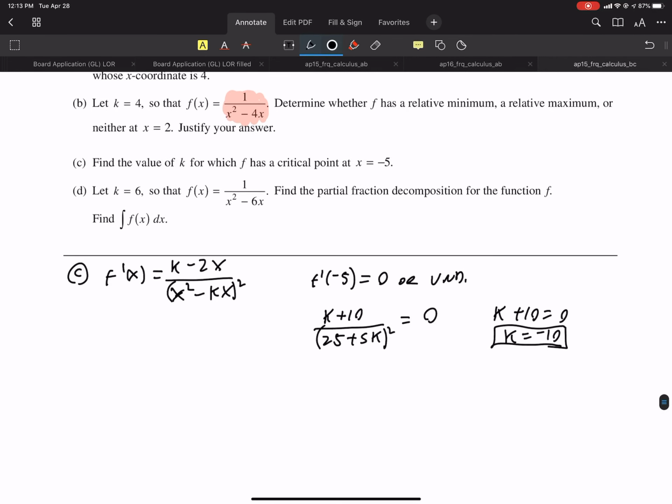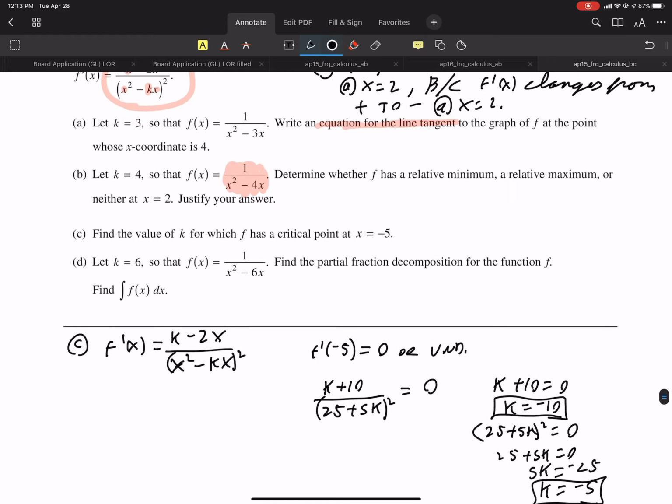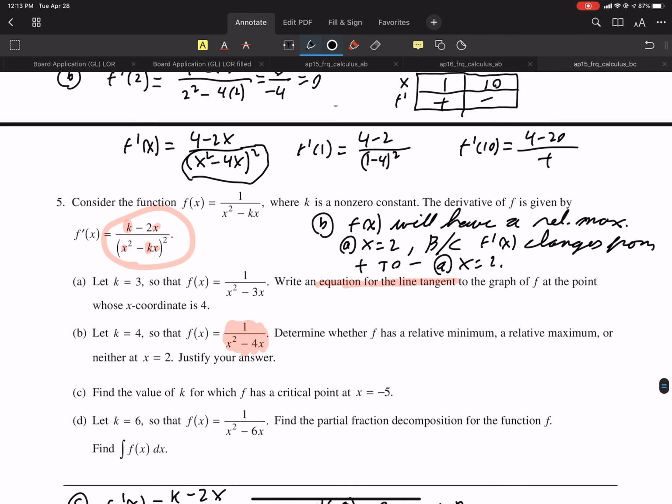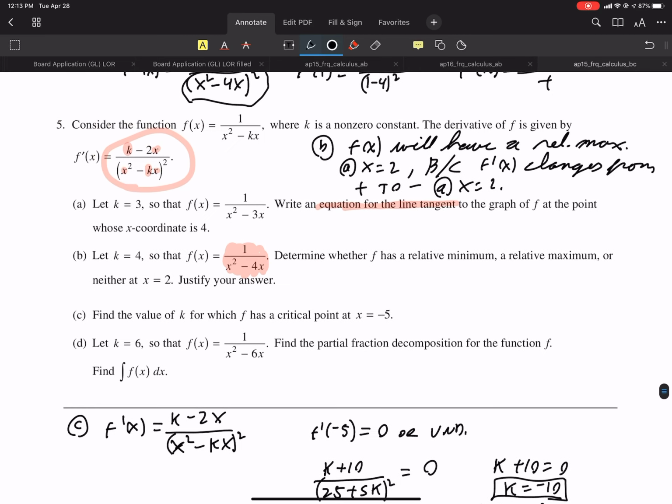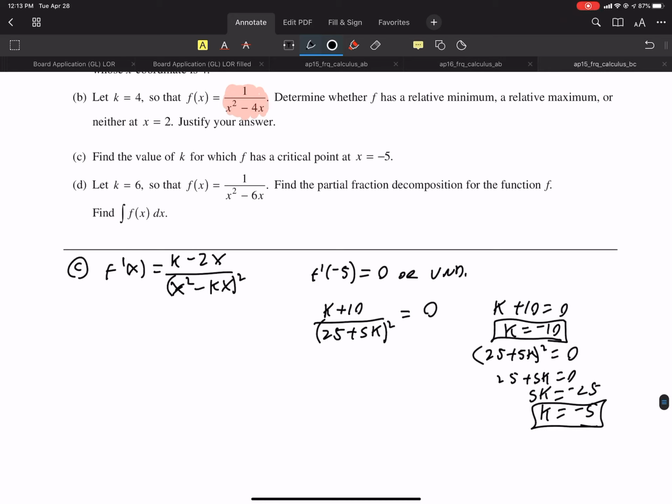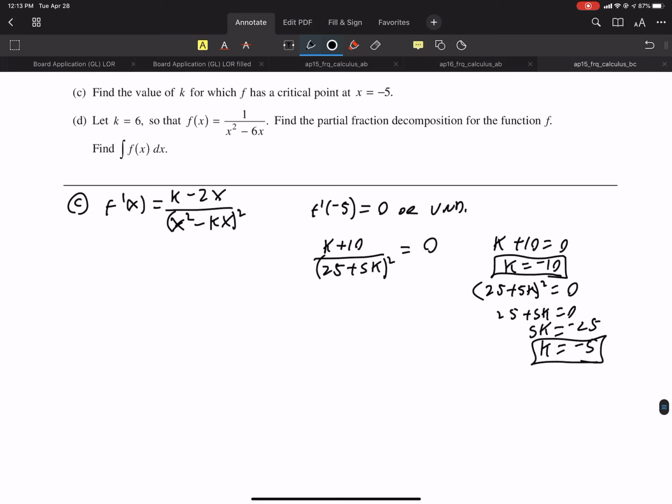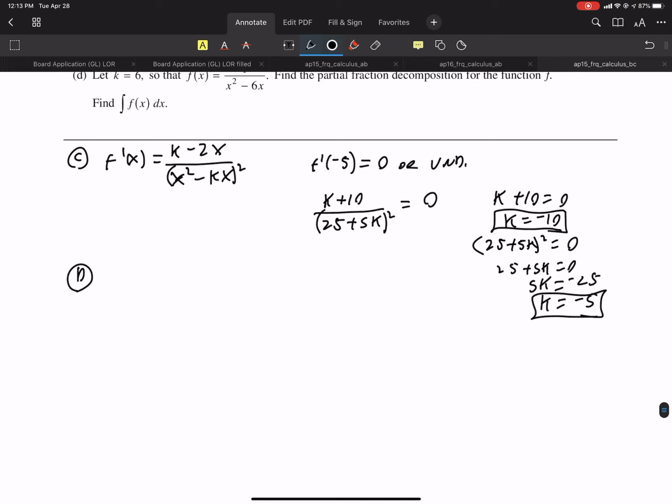So I'm going to plug in a negative 5 for x. So it's going to be 10, 25 plus 5k, squared equals 0. The numerator equals 0 at negative 10. Yeah, to me, I would set the bottom equal to 0 to get a critical point, and I'm not sure why. Is there a restriction that k cannot be negative? Unless the top, let me see. No, the top wouldn't be that either. I don't know, so I will look into that and hopefully I can give you the answer to that question.